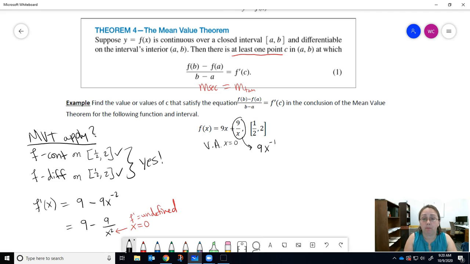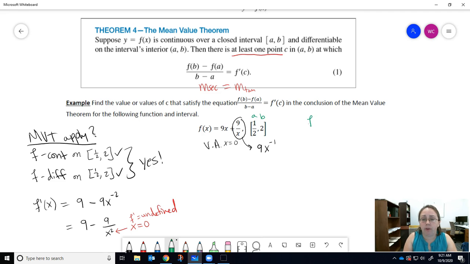Now we can continue with the theorem. So that means if we solve this problem, we should find a C in this interval that satisfies this problem. All right, so let's do this. On the right, f prime of C, we actually already found f prime. So all we have to do is plug in C. On the left side, we got to find the slope of the secant line. So let's work that out. So A and B are your interval values, so 1/2 and 2.